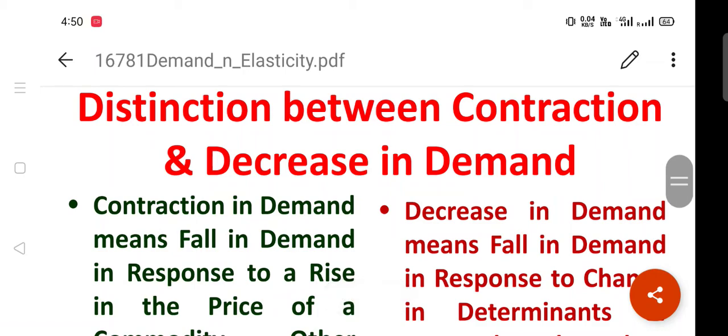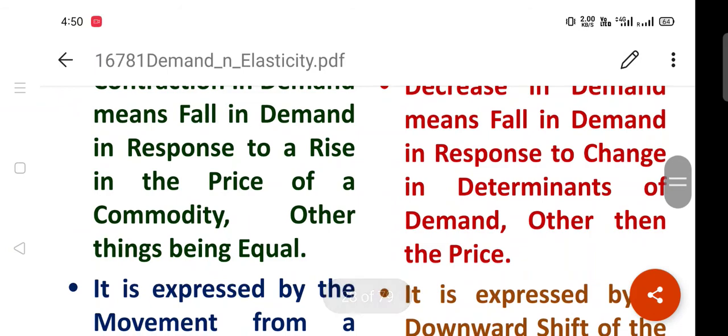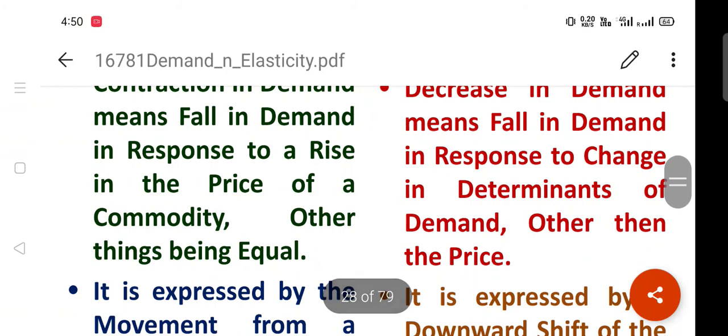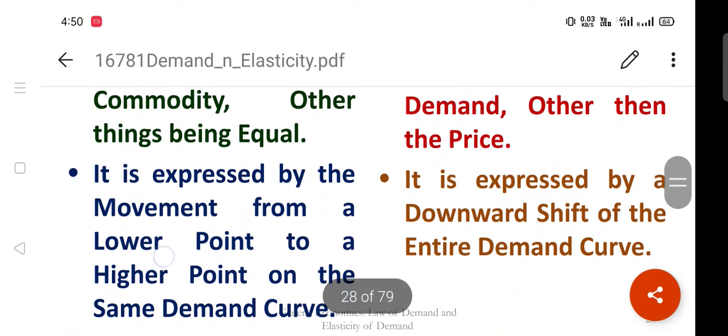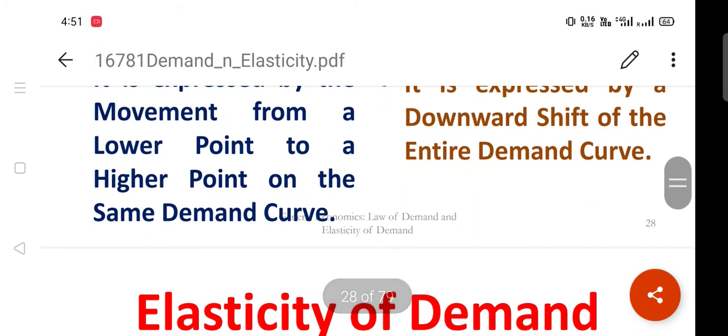Next is the distinction between contraction and decrease in demand. Contraction in demand means fall in demand in response to a rise in the price of a commodity, other things being equal. Whereas decrease in demand means fall in demand in response to changing determinants of demand other than the price. Contraction is expressed by the movement from a lower point to a higher point on the same demand curve, whereas the other one is expressed by a downward shift of the entire demand curve.